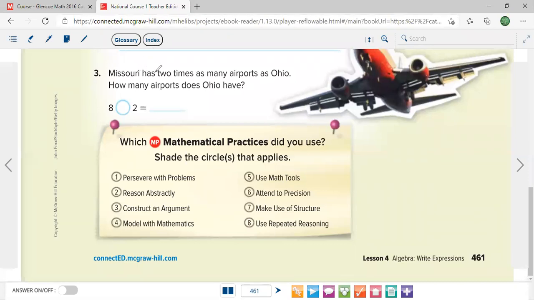Problem 3, Missouri has 2 times as many airports as Ohio. But we need Ohio. How many airports does Ohio have? So we are going to use division. 8 divided by 2 is 4 airports. Now, moving on.